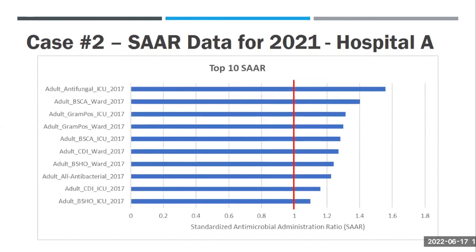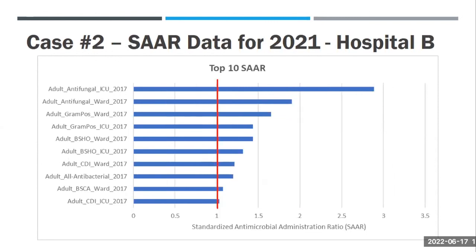And so for this example, for Hospital A, we look at the top 10 SAARs that are elevated. And just for convenience, I put a red line at 1. So anything that has a bar to the right of the red line would have a SAAR for this data set that is more than 1. You can see at the top are antifungals in the ICU, and gram positives in the ICU and ward tend to be reasonably elevated compared to what would be expected for that hospital.